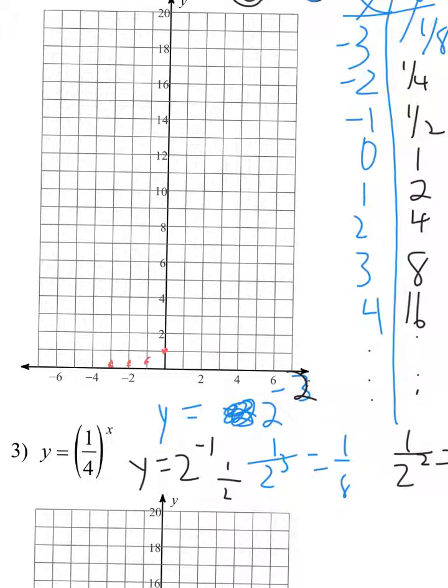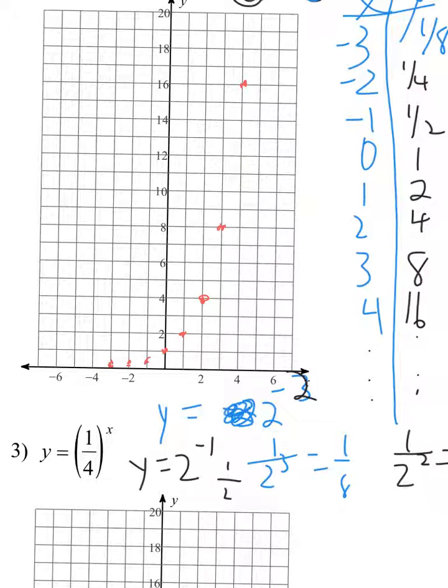At 1, we're at 2. So it's starting to increase. At 2, we're going to be at 4. So it's starting to increase faster. At 3, we're at 8, so it's starting to increase even faster. And at 4, we'd be way up here at 16.